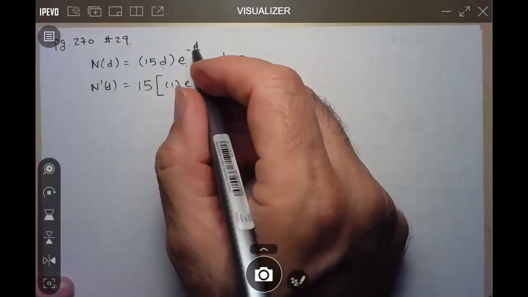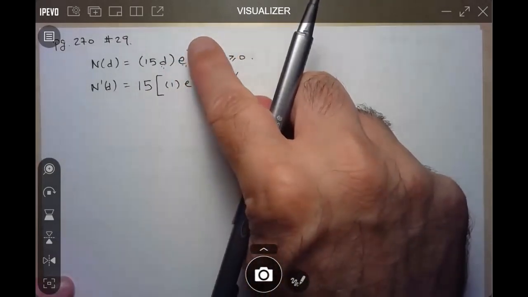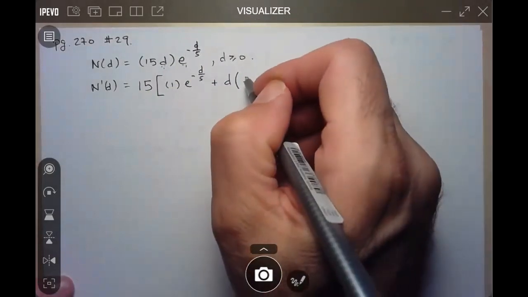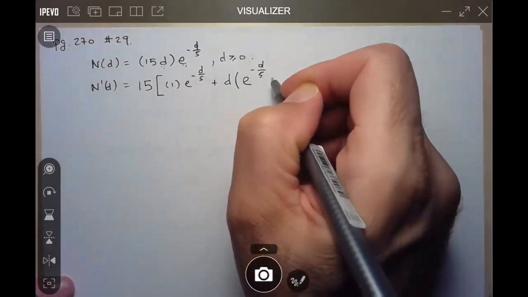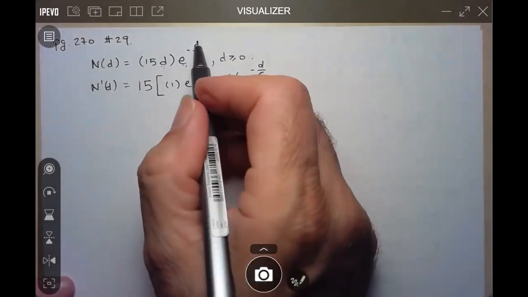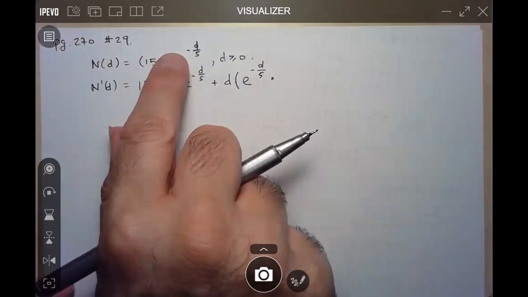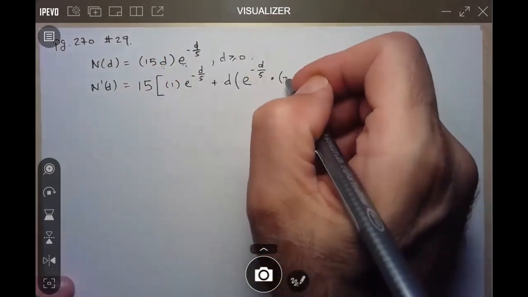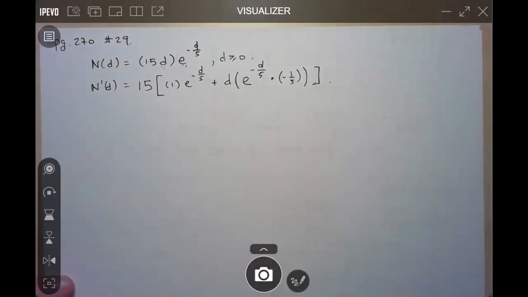Okay, so this is an exponential function. So think of it as e to the u. What's the derivative of e to the u? Just e to the u. But now I need to multiply that by the derivative of u. So what's the derivative of negative d over 5? Well, it's like negative 1/5 d. Derivative of d is 1. So it's just negative 1 over 5. Okay, lots of brackets there.